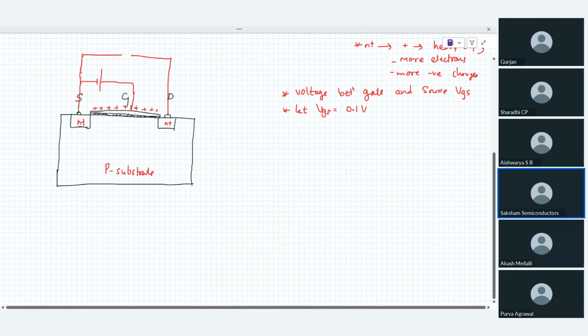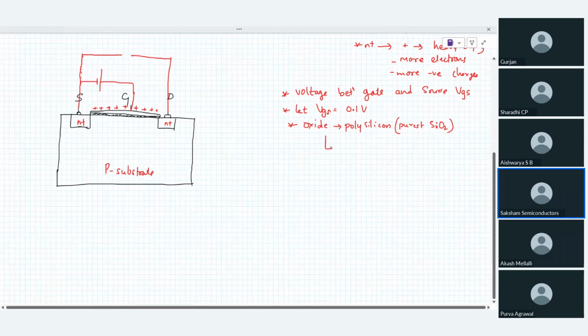The answer is the MOSFET will not allow these charges to flow or penetrate inside the MOSFET. The reason is this oxide layer. You can see there is an oxide layer, right? Sometimes this oxide is also called by the name polysilicon. Polysilicon is nothing but purest SiO2. But what is SiO2? Silicon dioxide. So that is basically the oxide that is being used.